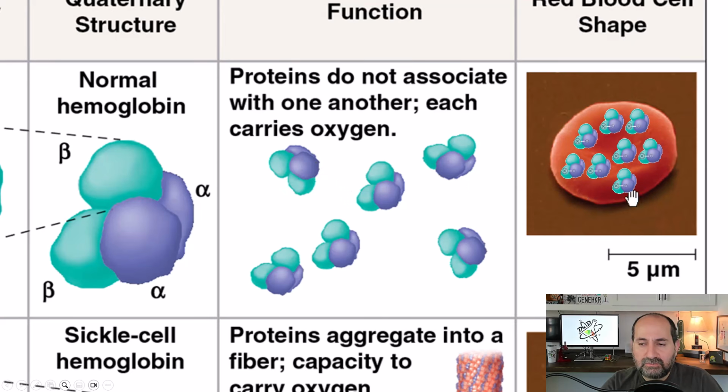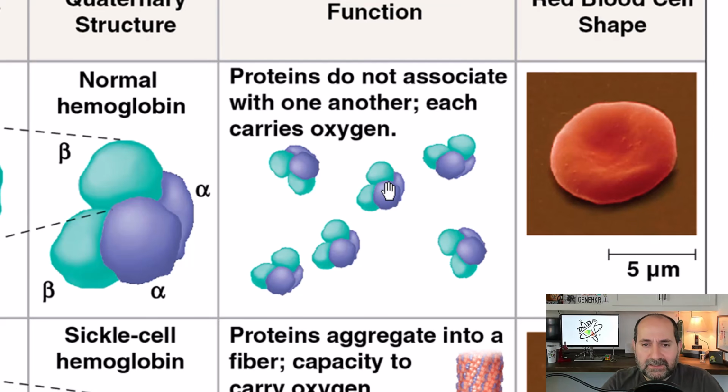Your red blood cells would be full of hundreds and hundreds of these hemoglobin proteins. And these hemoglobin proteins carry oxygen around your body, right? And that's how it normally works. Okay, and these proteins do not associate with each other. Each one carries oxygen, and each one is a separate little entity. You see that? Each quaternary structure just floats about, and they're all floating around inside of the red blood cell.